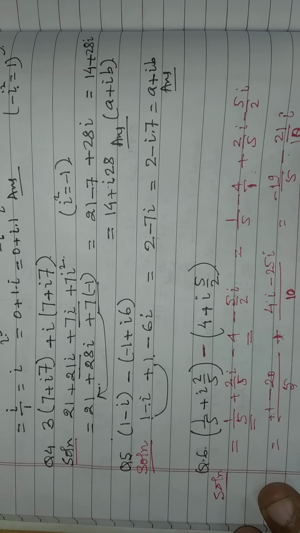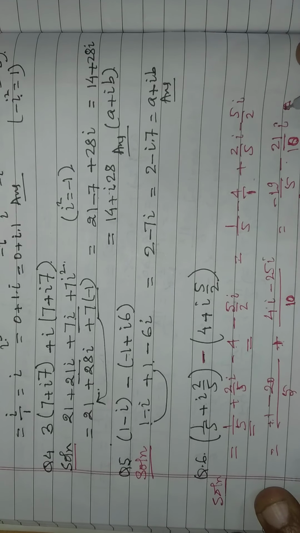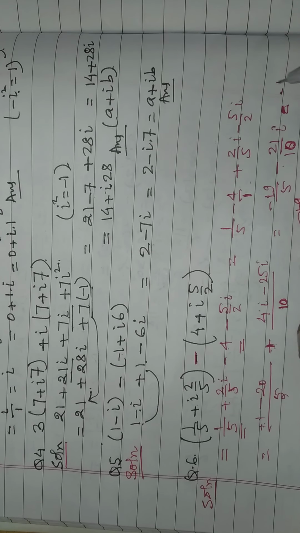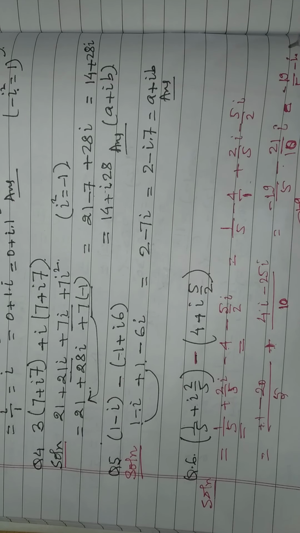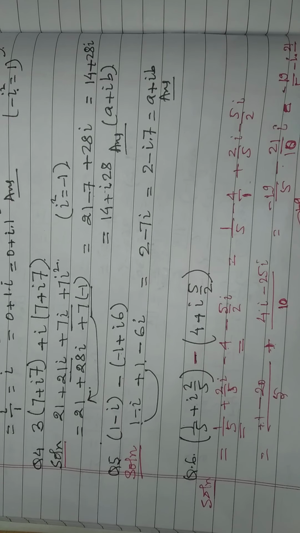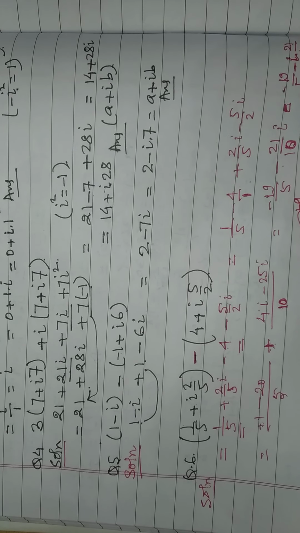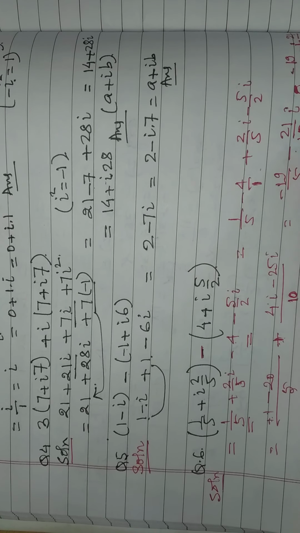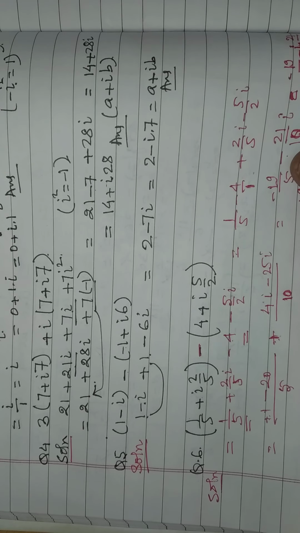So here we will write again minus 19 by 5 minus iota first, and then 21 by 10 iota into this. So this is in the form of a plus ib. So we have expressed it, so this is the answer. Or if you write up to this, it is also the correct answer. So there will be no problem at all.